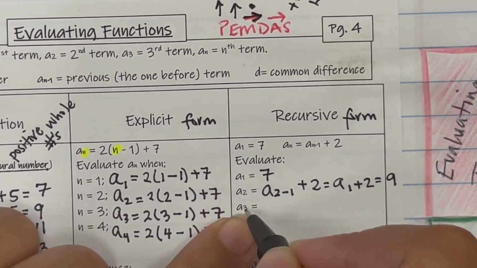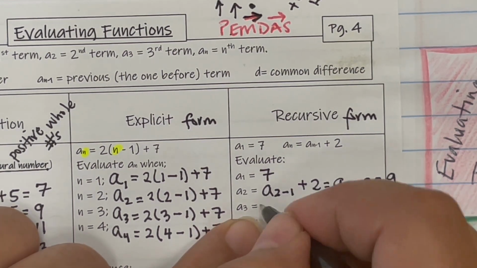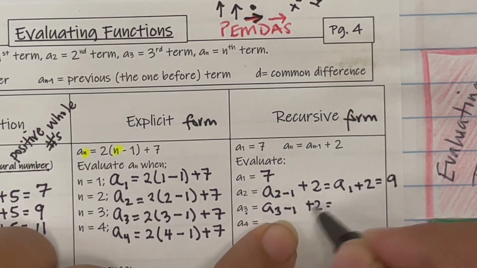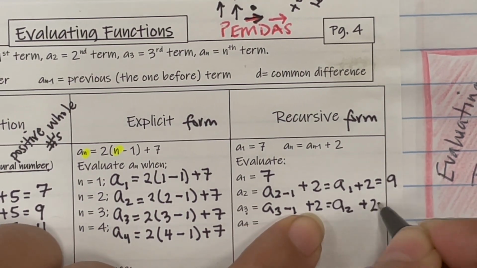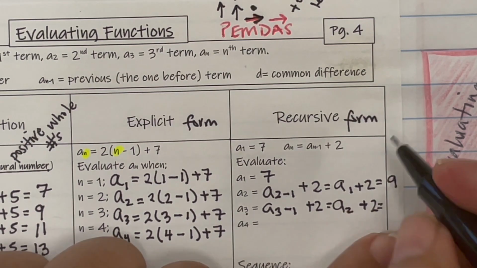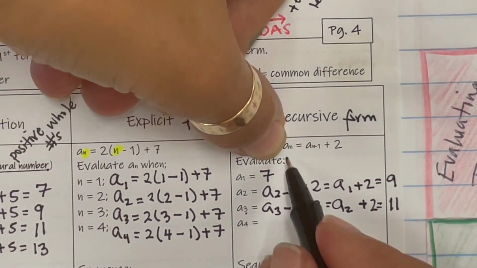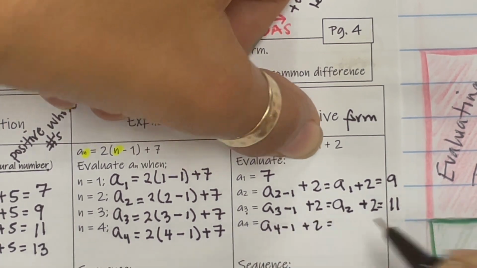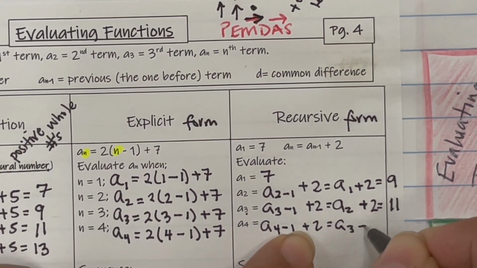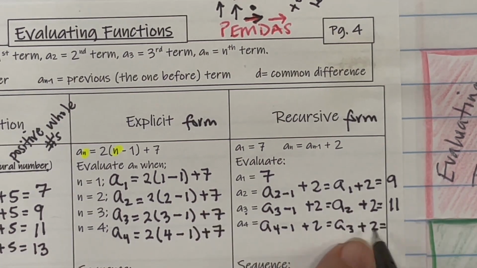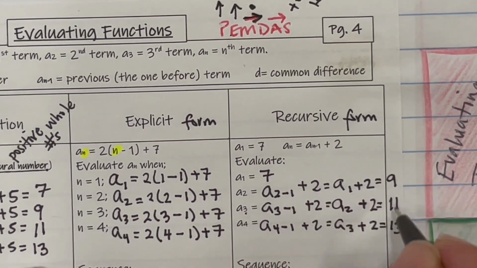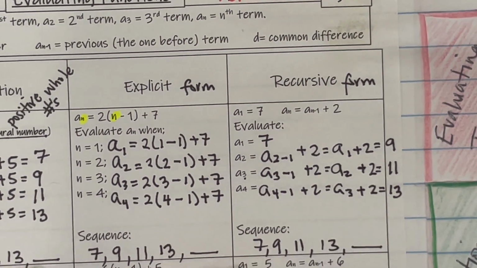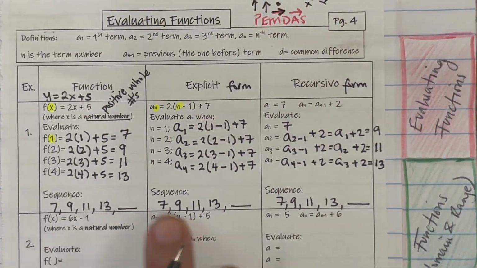A sub 3, so now I'm going to put 3, so a sub 3 is equal to a of 3 minus 1, and then plus 2. So what's 3 minus 1? 2. So a sub 2 plus 2. So what's a of 2? Well, we know a of 2 is 9. So 9 plus 2 is 11. A sub 4, so I see n, and I'm going to put 4. So a of 4 minus 1 plus 2. So 4 minus 1 is 3. Then we have the plus 2. What's a sub 3? We know a sub 3 is 11. Plus 2 is 13. So my sequence is 7, 9, 11, 13. Can you guess the next number? And again, pause the video and do the questions just below it.